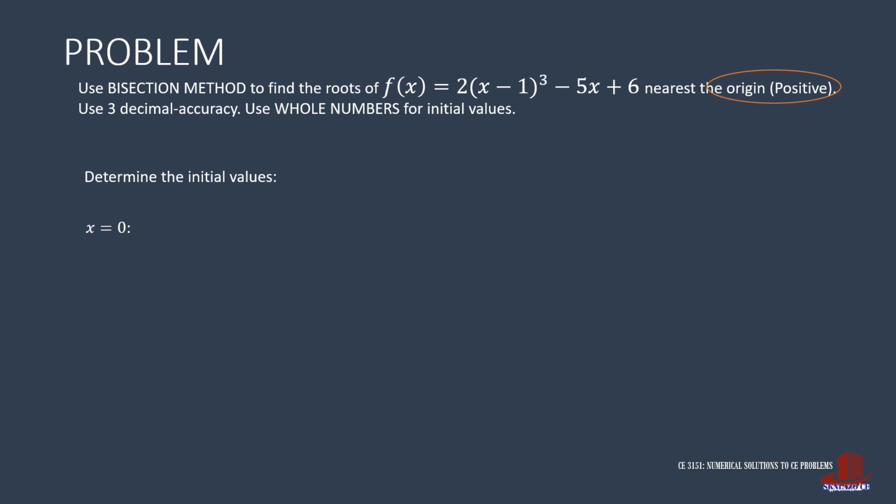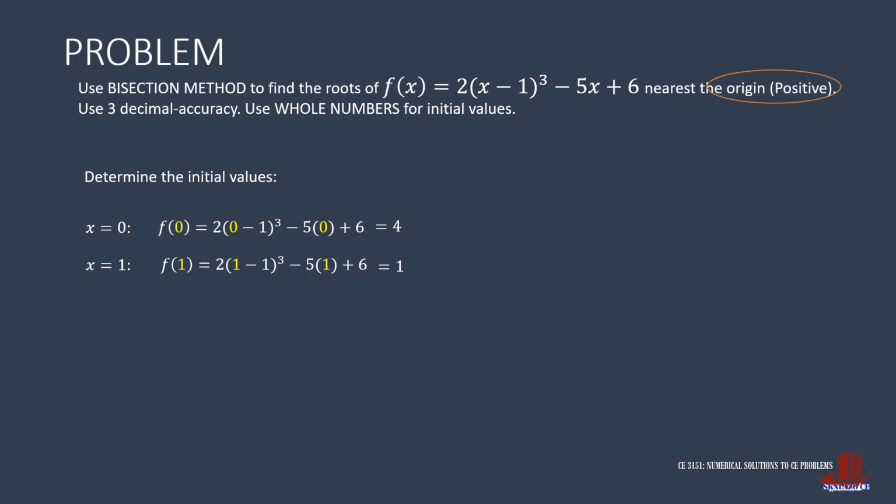So assume the initial limit as 0. Place this into the function to come up with 2 times (0 - 1)^3 less 5 times 0 plus 6, and this comes out as positive 4. Now let's try x of 1 into the function to have 2(1 - 1)^3 less 5 of 1 plus 6, which turns out as positive 1.